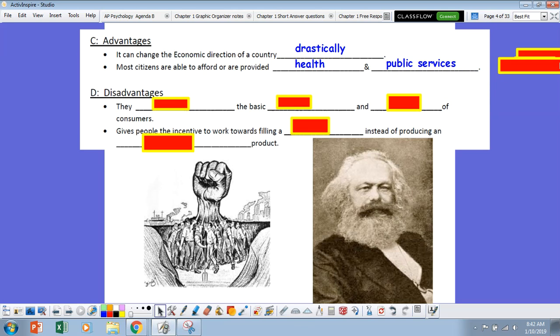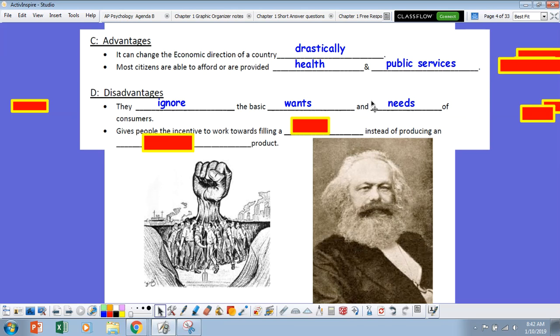So when we talk about guys like Karl Marx, who was always trying to look out for the proletariat, this might sound good, but in the long run, there can be some problems. So some of the disadvantages: they tend to ignore the basic wants and needs of the consumers. So even though some of the basic needs are being met, you may have other wants and needs that are never going to be fulfilled because the government can't do that.